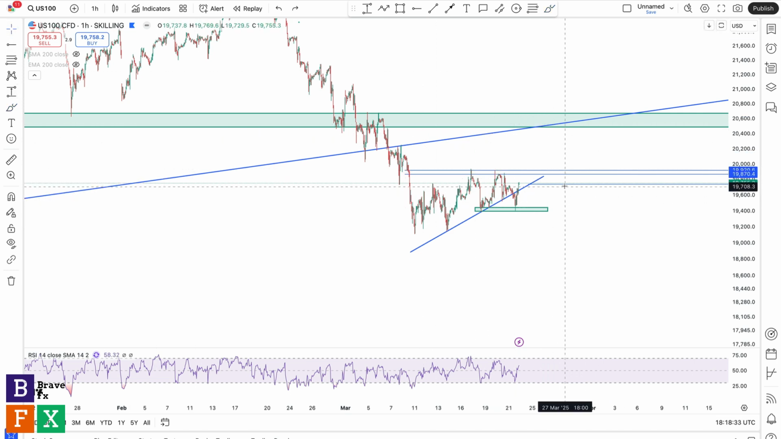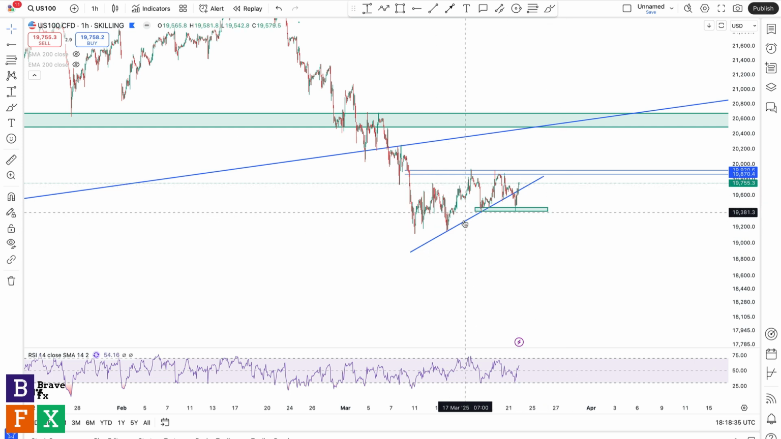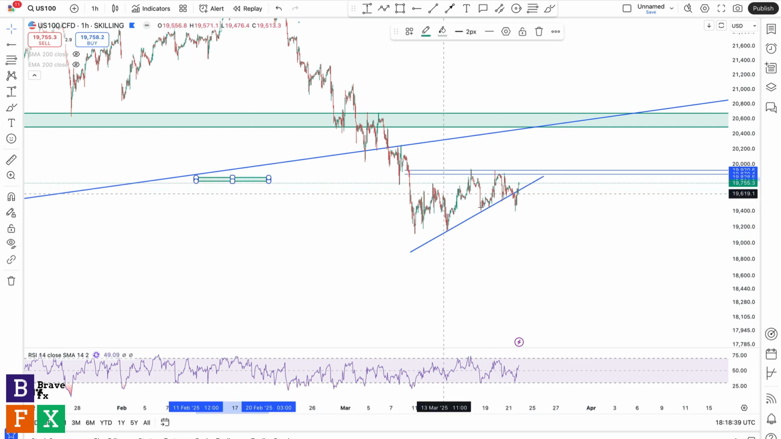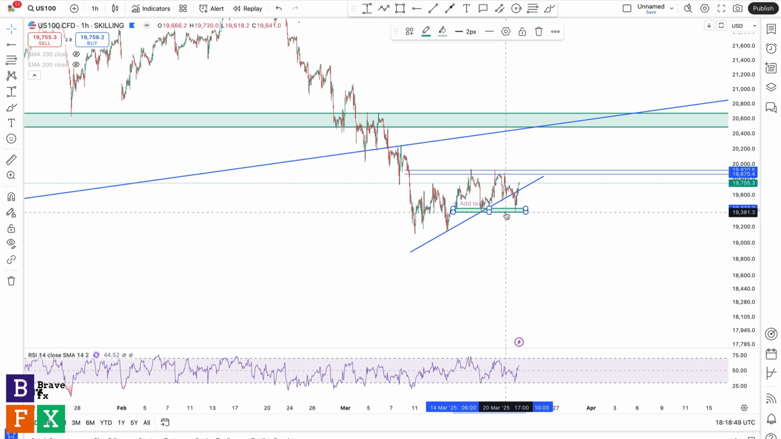So I'm just going to get rid of some of these lines. So I drew this last week in anticipation that we may break out from this ascending triangle to the downside, giving us a bearish continuation pattern. We did get a breakout, but the movement was short-lived by this area of value.